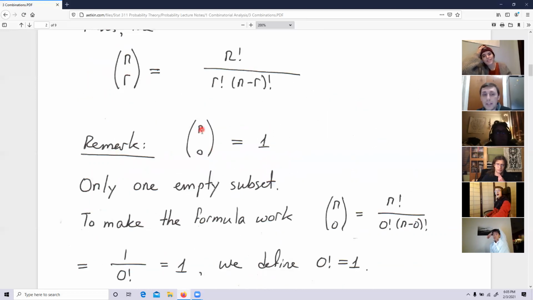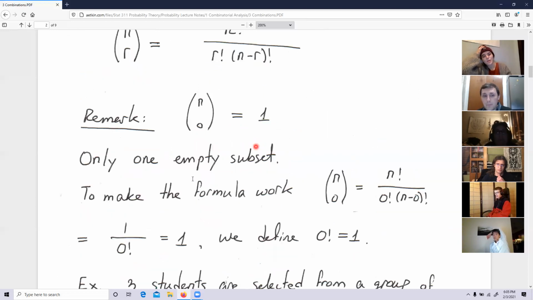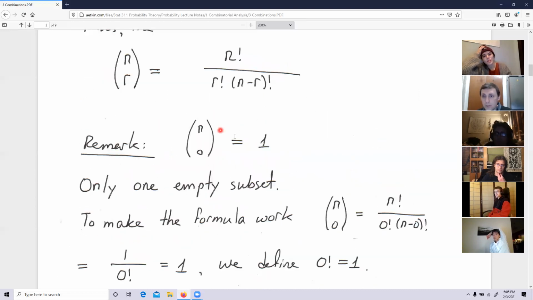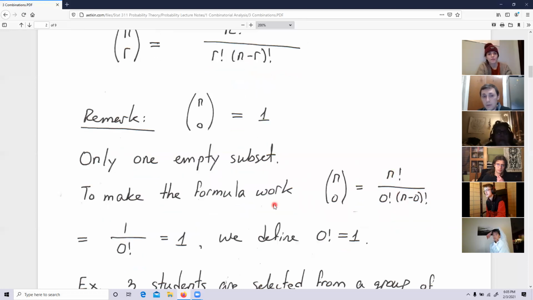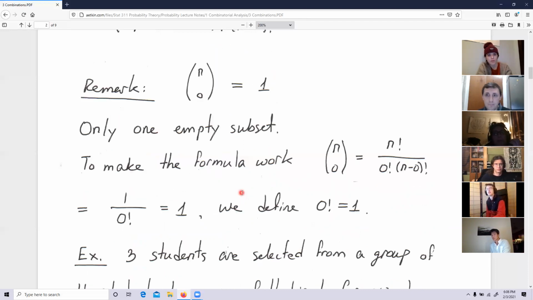So we will define n choose 0 to be equal to 1. If we want this formula to continue to work, n choose 0 is n factorial divided by 0 factorial times n minus 0 factorial. What you are left with is 1 divided by 0 factorial. For this to be equal to 1, we would like 0 factorial to be equal to 1. So we define 0 factorial to be 1, so as not to have an exception to this formula. Good?